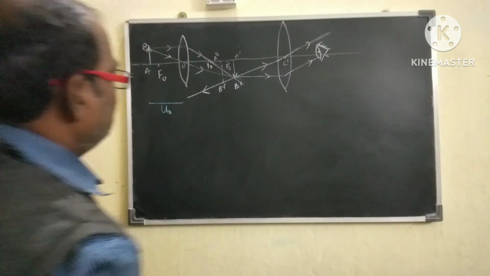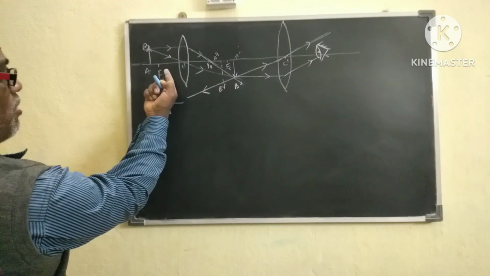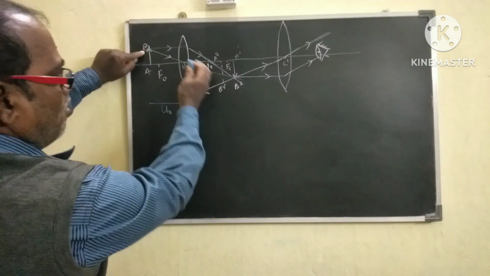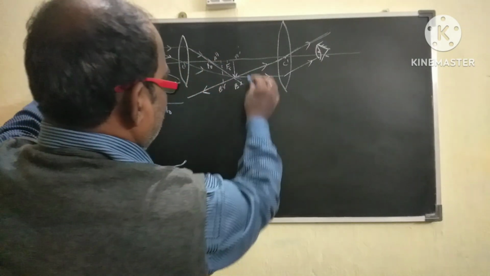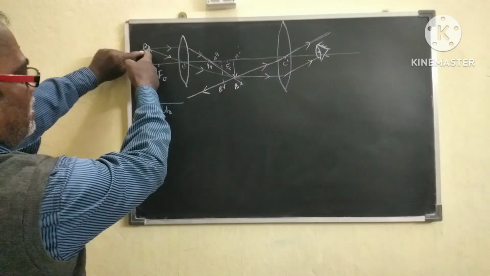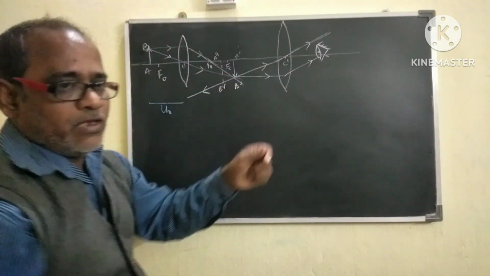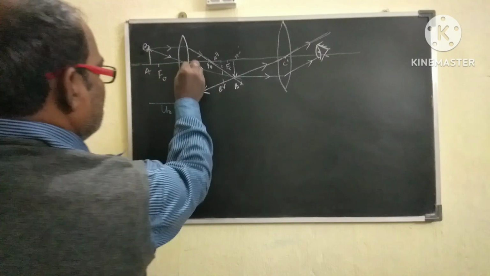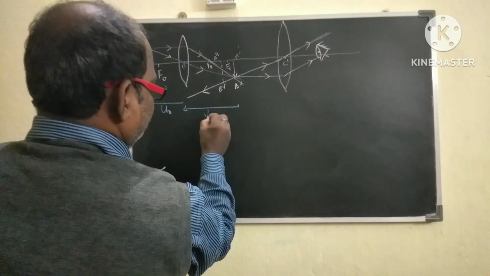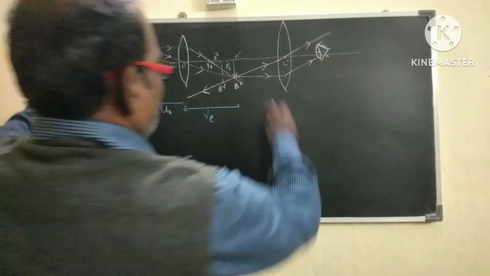We can write it down here like this. And this object is placed just beyond the focal length, so that the image formed on the other side is beyond 2f. That means we are getting the image of AB over here, A dash B dash, which is inverted. So from this portion to this portion we can find it out. This is the image distance.